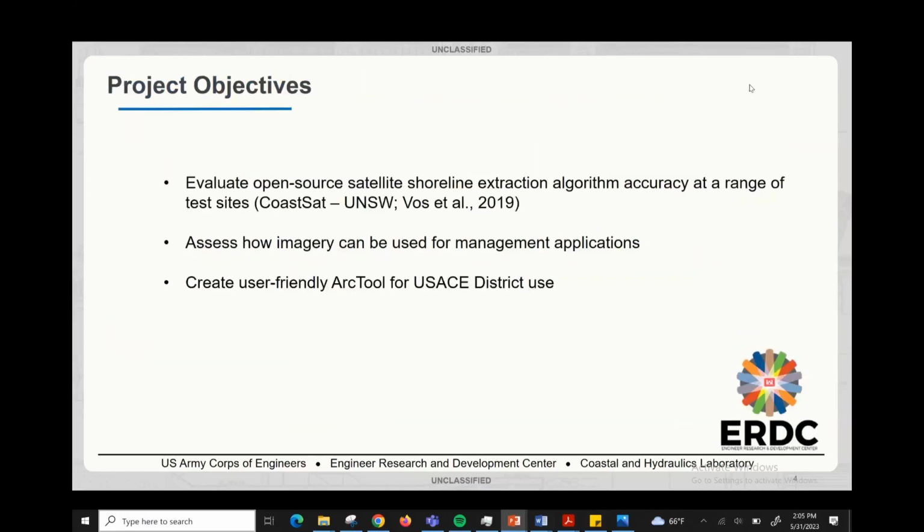Just to orient you with our project history and overall objectives, this technology is relatively new, so we first needed to evaluate the accuracy at a range of sites. So that was the first phase of the work. And in doing that, we wanted to see specific examples of how it could be used for management applications. And then finally, the goal is to create a more user-friendly ARC tool for district use. Right now, it resides within Python, so it takes some level of coding expertise. So we wanted to make this a much more approachable tool for districts.